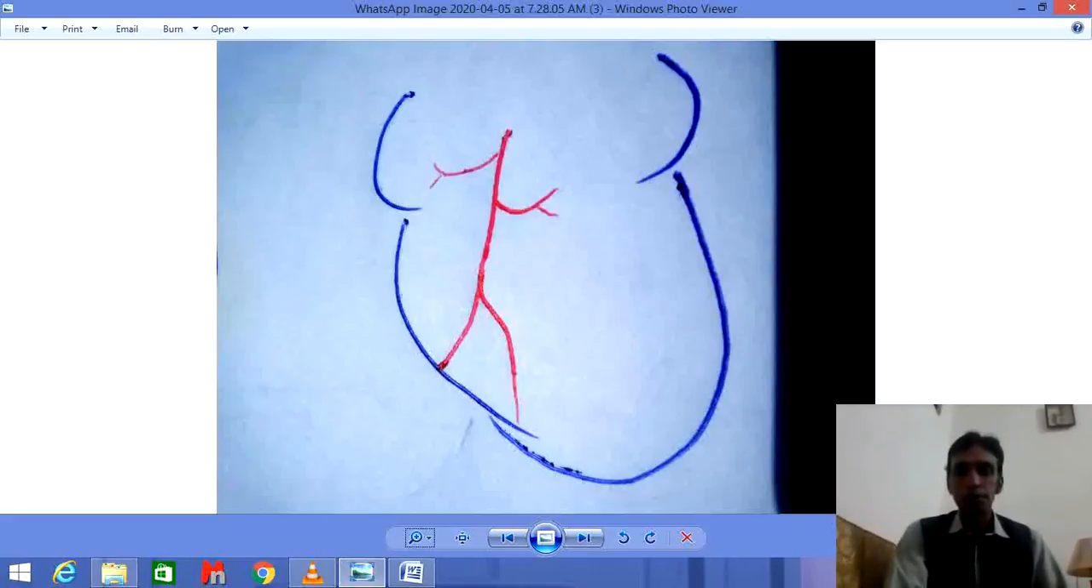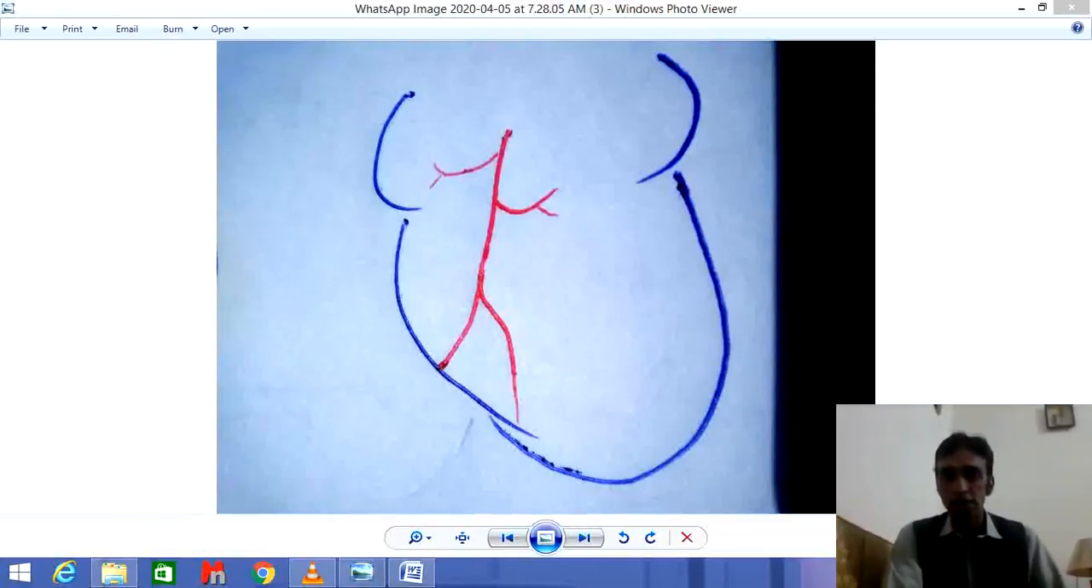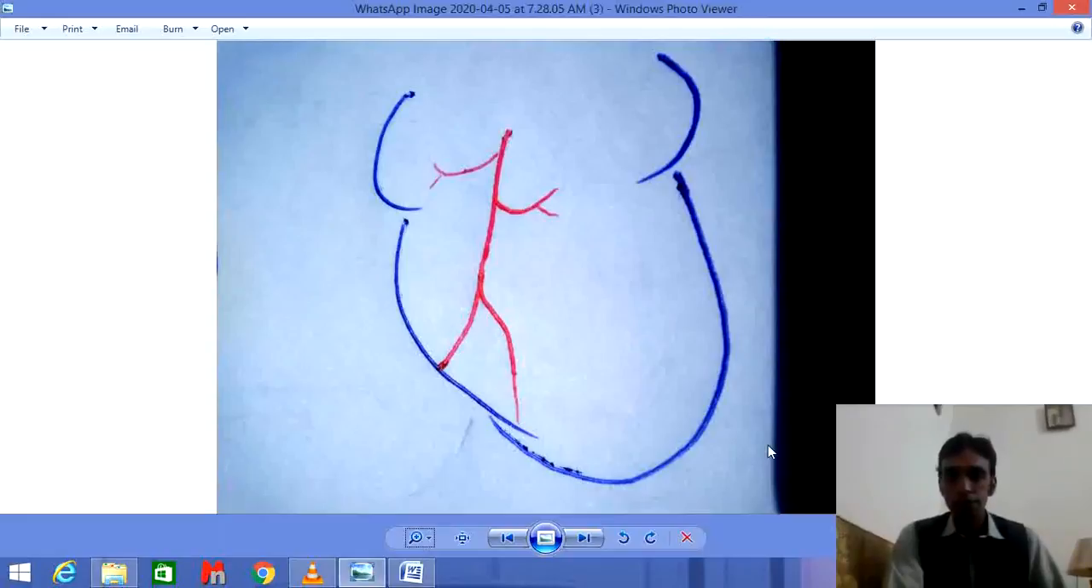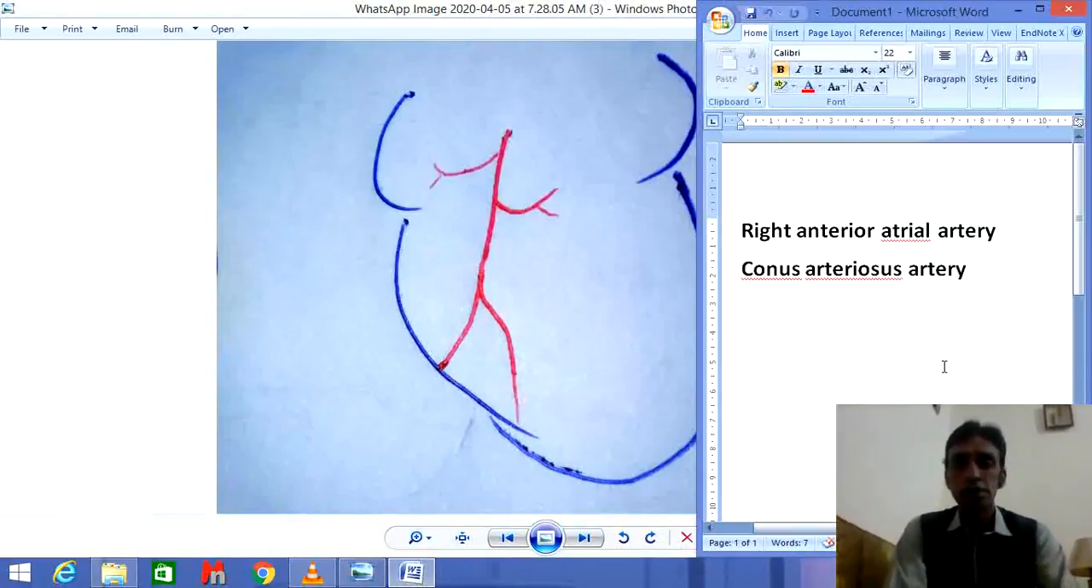Now further, just a minute. This is the right coronary artery. The right coronary artery gives a further branch. This is the right coronary artery from here to here, and this branch of the right coronary artery on the anterior side is called the right anterior ventricular artery.